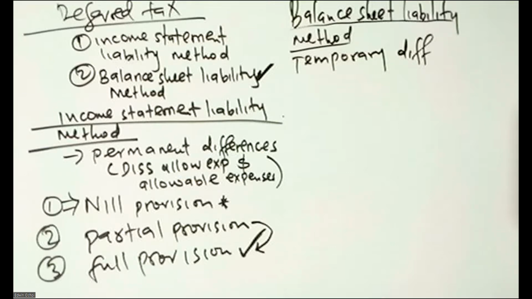Unlike the income statement liability method, which only focuses on incomes and expenses, which may fluctuate during the financial period. Remember the balance sheet focuses on components of a statement of financial position, and this one shows the position of an entity. Unlike the income statement items, which will be used under the income statement liability method, which will be fluctuating from time to time.